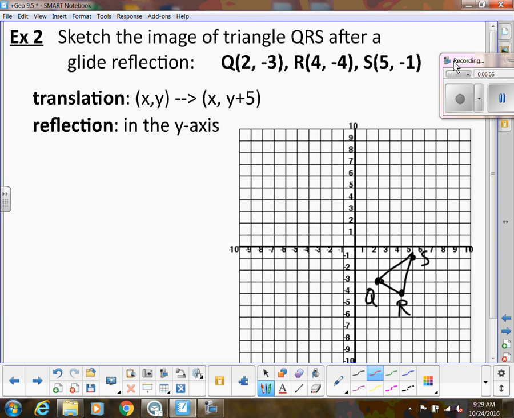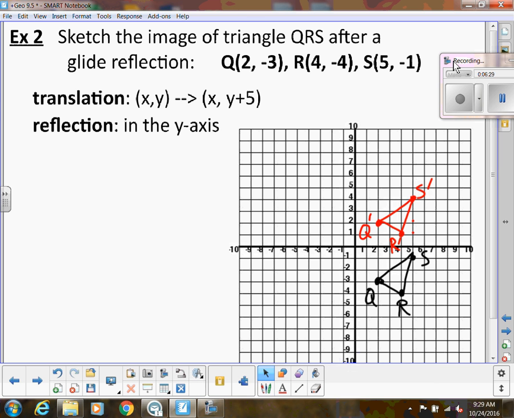1, 2, 3, 4, 5. There's Q prime. 2, 3, 4, 5. Here's R prime. And 1, 2, 3, 4, 5. There's S prime. So that's the glide part. We're not finished. Now we have to reflect in the y-axis.